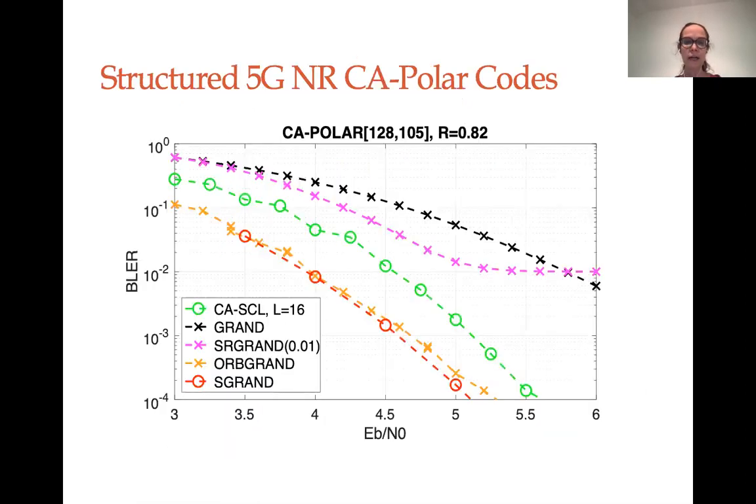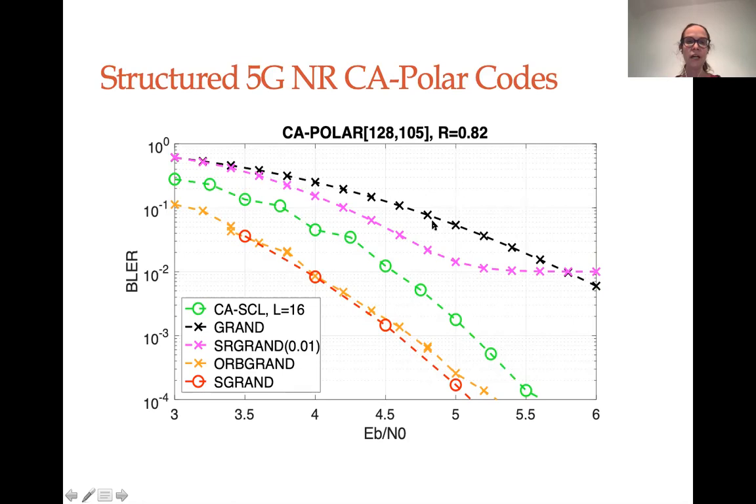I wanted to go back and look a little bit more at some of these issues around soft information. I showed you some curves indicating that SGRAND does very well with soft information. And I told you that ORBGRAND also does very well, but I haven't actually shown you that ORBGRAND and SGRAND have very similar performance.